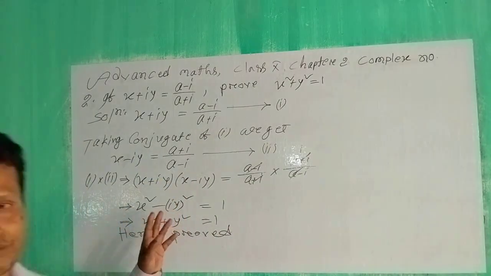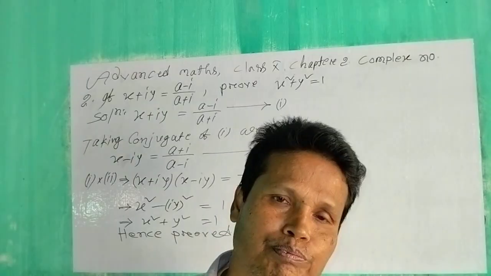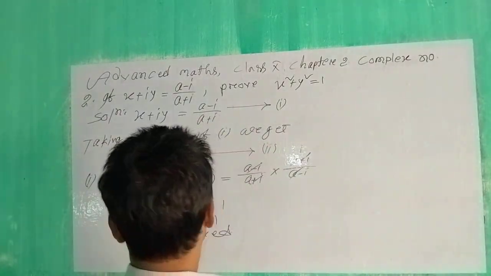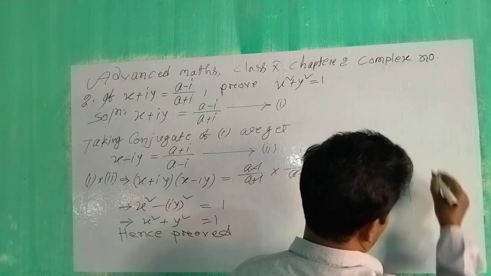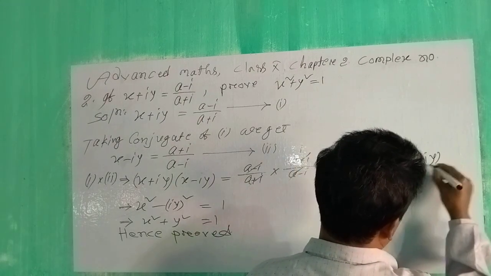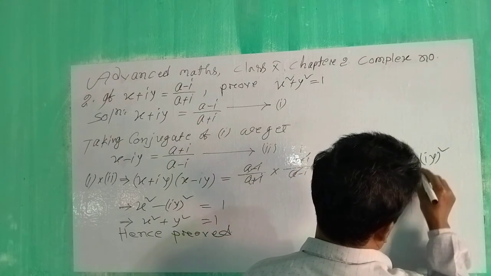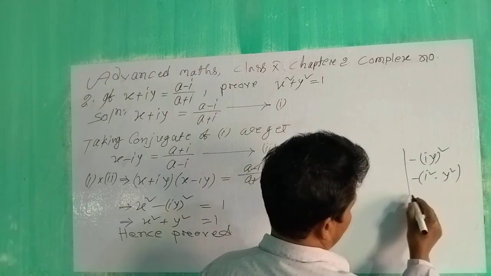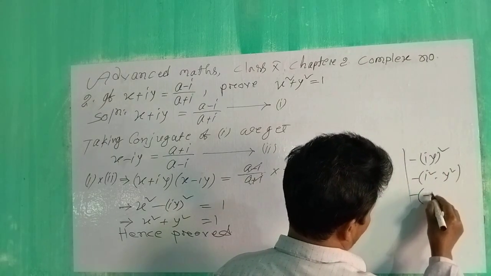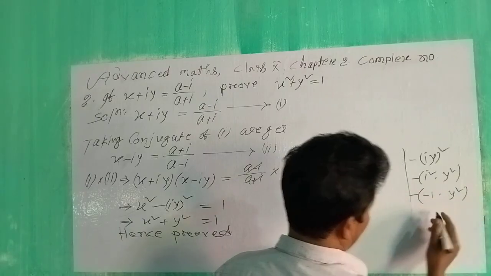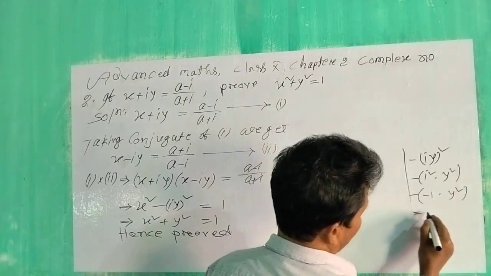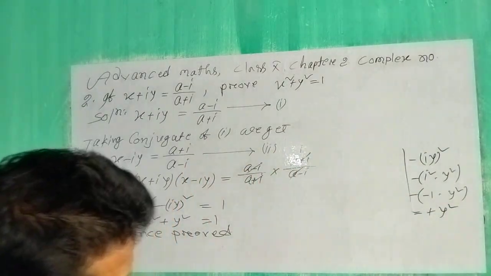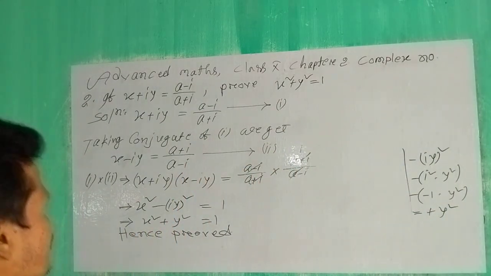How does minus iy square become plus y square? Iy whole square means i square into y square. Next, i square equals minus 1, so minus into y square. Now minus into minus equals plus, so y square. Yes, that is the meaning.